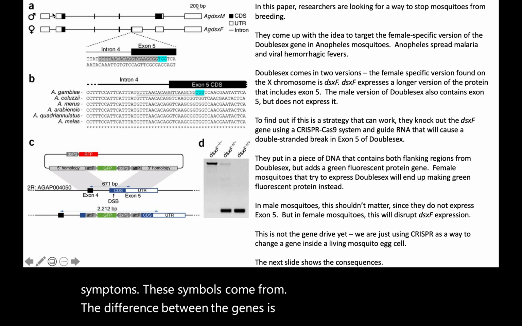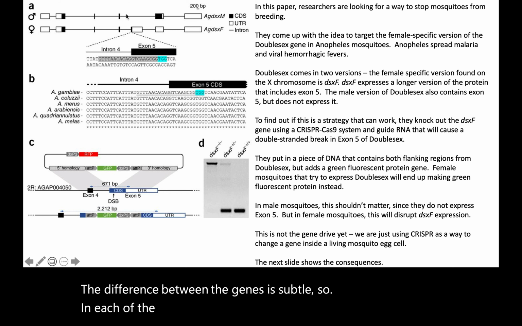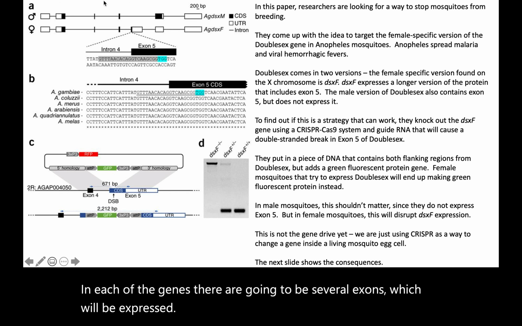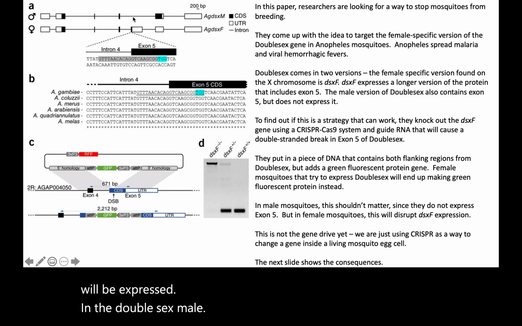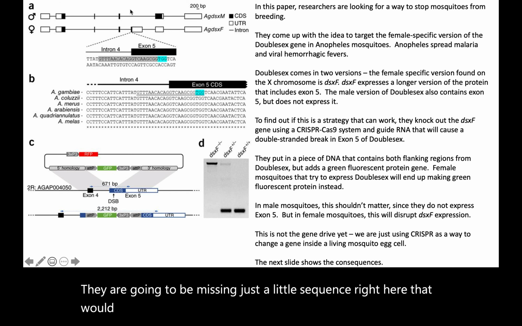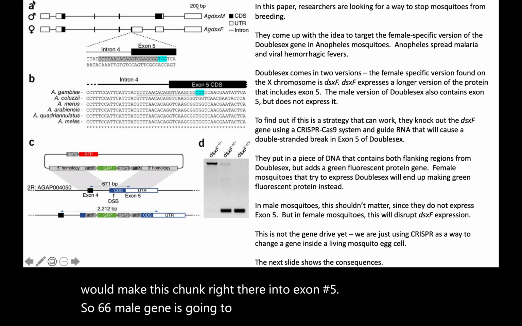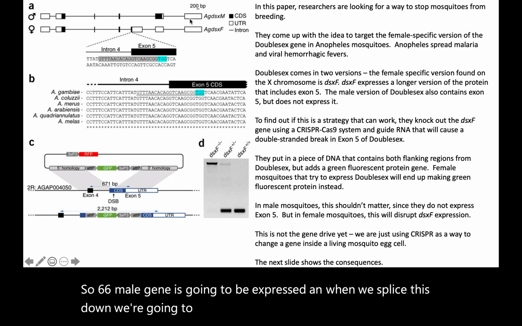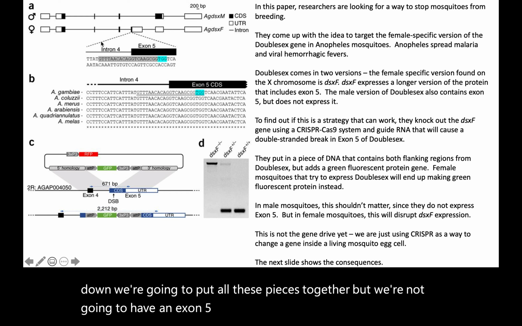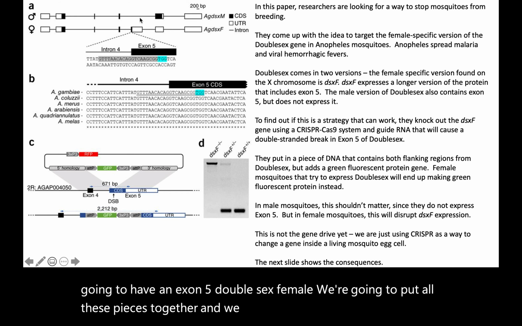The difference between the genes is subtle. In each of the genes, there are going to be several exons which will be expressed. In the double-sex male, they are going to be missing just a little sequence right here that would make this chunk right there into exon number 5. So the double-sex male gene is going to be expressed, and when we splice this down, we're going to put all these pieces together, but we're not going to have an exon 5. Double-sex female, we're going to put all these pieces together, and we are going to have an exon 5, and so that is going to make a different gene.